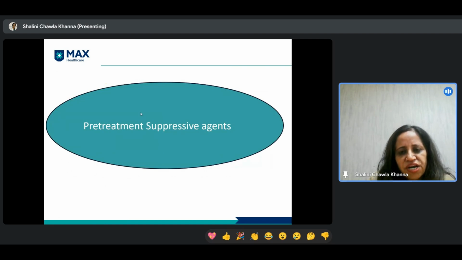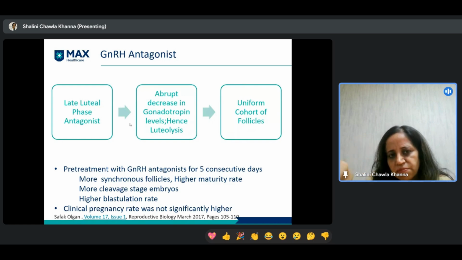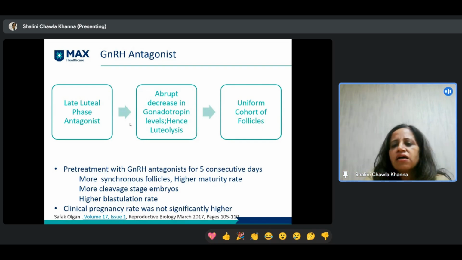And now I come to the pre-treatment suppressive agents. One of them is the GnRH antagonist, which we can give in the luteal phase. If we give that in the late luteal phase, because we all know that the GnRH antagonist works by a competitive mechanism, once the receptors are blocked by the antagonist by competitive inhibition, there is a sudden decrease in the gonadotrophin levels, and hence immediate luteolysis takes place. Once she gets the period, there is a uniform cohort of follicles. It is given for 5 consecutive days.